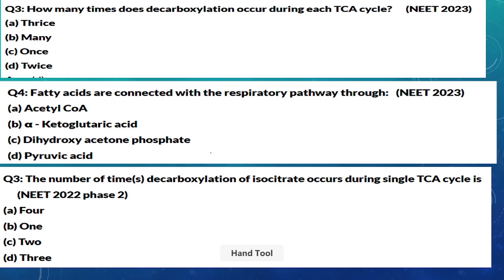Next question. How many times does decarboxylation occur during each TCA cycle? Acetyl-CoA contains 2 carbons. These 2 carbons undergo decarboxylation reactions. So there are 2 decarboxylation reactions in the TCA cycle to completely utilize this acetyl-CoA. So twice decarboxylation occurs.